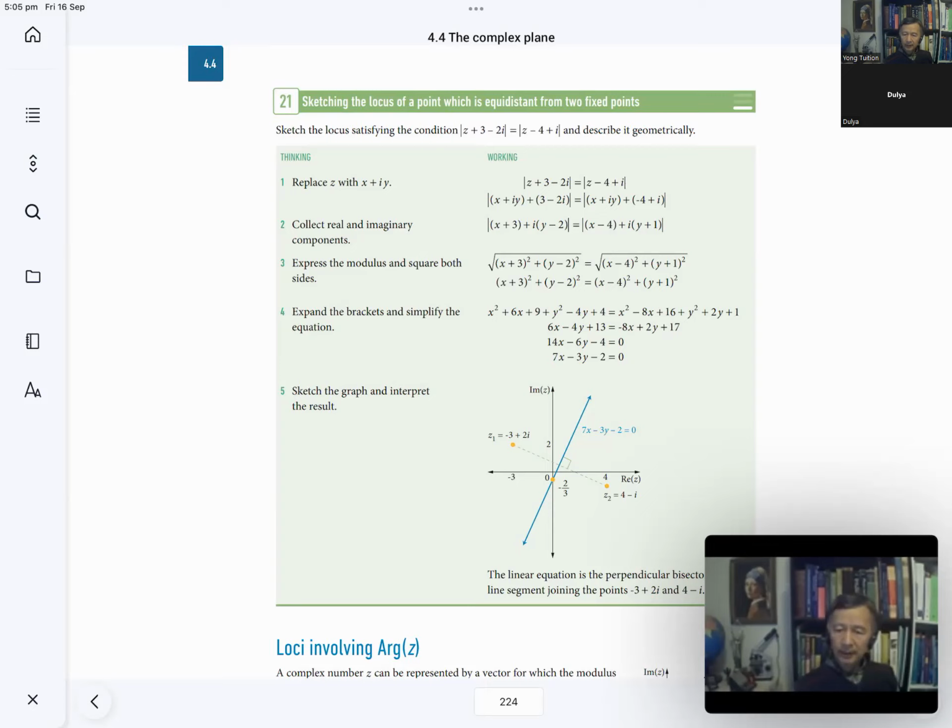This is the original point. Z1 is this one. Yes, on the left hand side, right? Okay, and 4 minus i is on the left hand side, right? Yeah, on the right hand side. On the right hand side. Oh, yes.